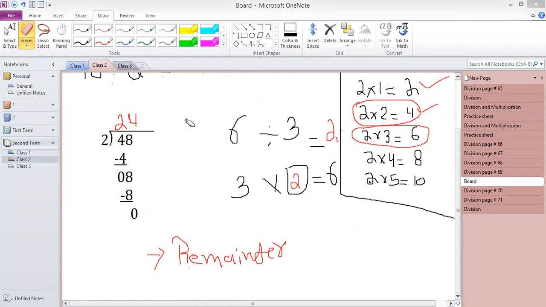Very good. I repeat for you: what are the steps you need to follow to complete the long division? This is something very, very important. You have to keep practicing the steps so that you can have a good command of division, because it will help you in grade 3, grade 4, grade 5, in all grades.